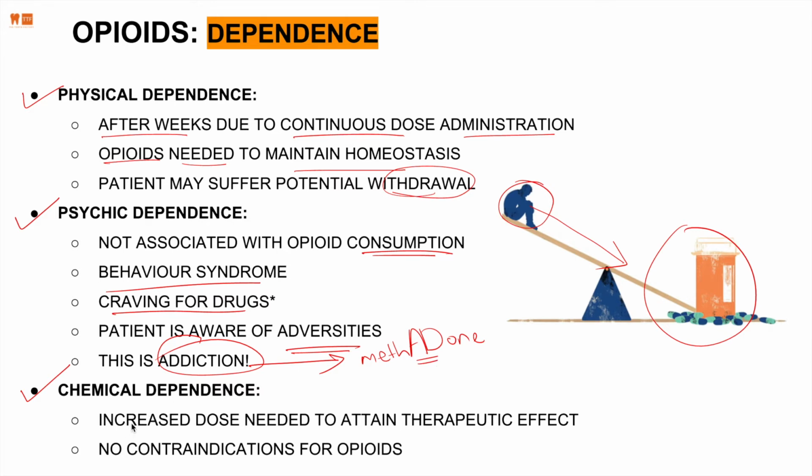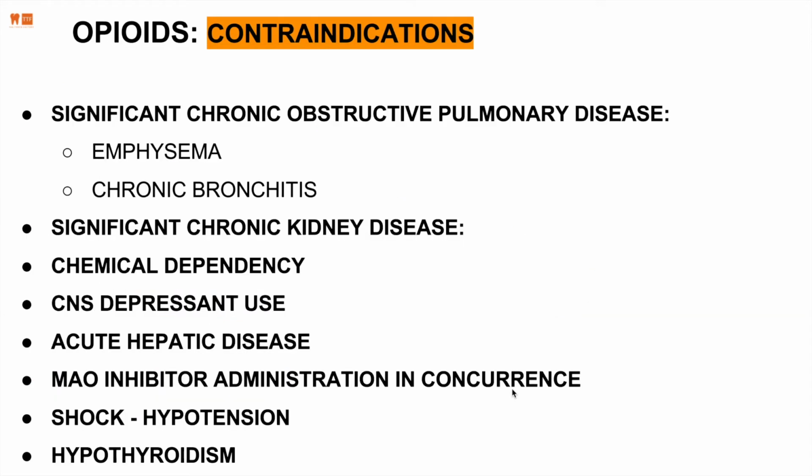And chemical dependence, which is increased dose needed to attain the therapeutic effect, in other words, the tolerance, and no contraindications for opioids. They're just tolerated, they're chemically dependent on opioids.